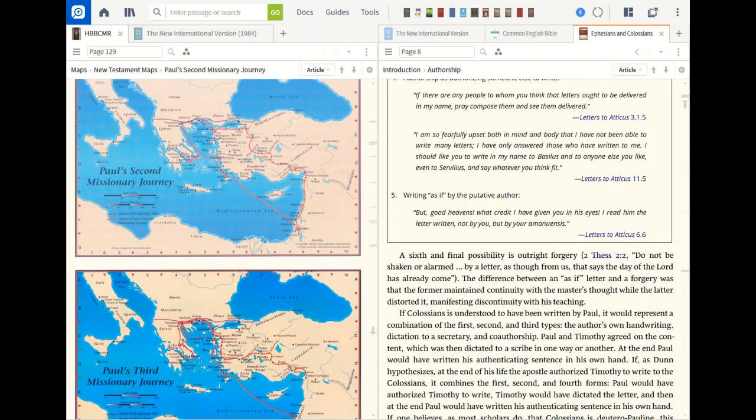Pseudepigrapha, if you will, pseudepigraphic writings where they're written in somebody's name and passed off as being their own, written later maybe. In fact, 2 Thessalonians 2:2 says, do not be shaken or alarmed by a letter as though from us that says the day of the Lord has already come. So there are some forgeries even back then. But there's some reasons to think that the fifth type of writing here, the as if, the Deutero-Pauline nature, if you will, is where Colossians and Ephesians fit in.